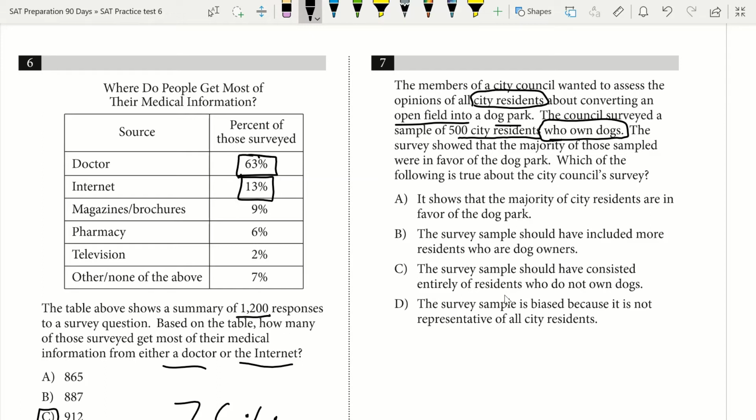The survey showed the majority of those sampled were in favor of the dog park. Which of the following is true about the city council's survey? I'm looking for something that says that it's a biased sample. So we have A, it shows the majority of residents are in favor. No. B, the survey sample should have included more residents who are dog owners. No. C, the survey sample should have consisted entirely of residents who don't own dogs. No. D, the survey sample is biased because it does not represent all city residents. That's true. So 7 there is going to be D.